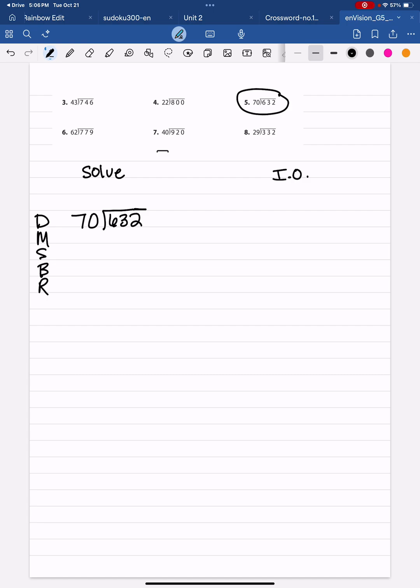Some of them call it dad, mom, sister, brother, Rover. Some of them call it does McDonald's serve burgers raw. When you write this acronym out, you will know that the D stands for divide, M is multiply, S is subtract, B is bring down if you're doing standard. If you're doing box, it's bring up. And then the R is repeat. So you repeat until you've divided all the numbers.